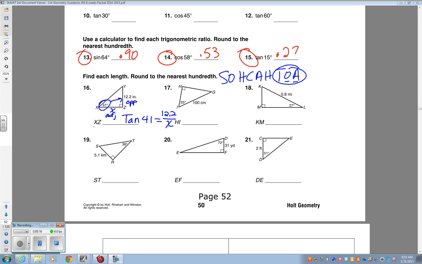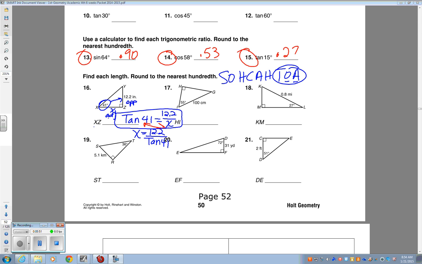We're going to divide. Now, all I have to do is switch these two around, and I'm going to write x would equal the 12.2 divided by the tangent of 41. When x is on the bottom, you divide. When x is on top, what are you going to have to do? Multiply. You have to write this so you can determine what operation you're going to use, based on the parts. This was opposite and adjacent, so that had to be tangent.